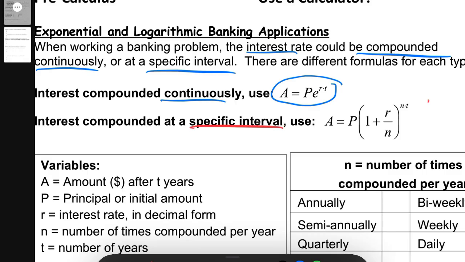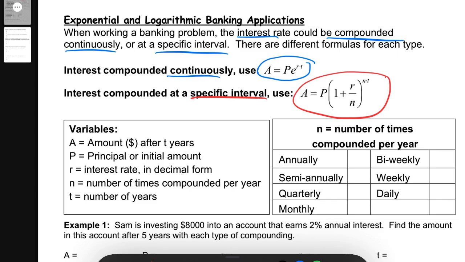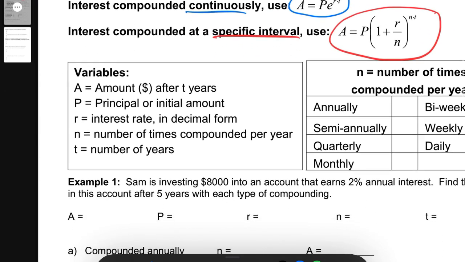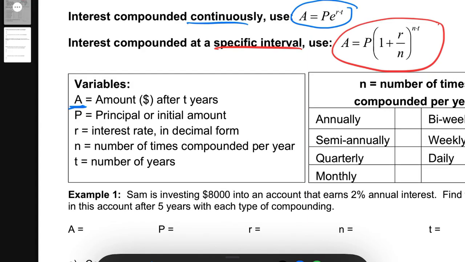For compounded on a specific interval, we'll use a little bit different formula. A equals P times (1 plus r over n), all to the power of n times t. And let's talk about what all of those letters mean. A is the amount after.